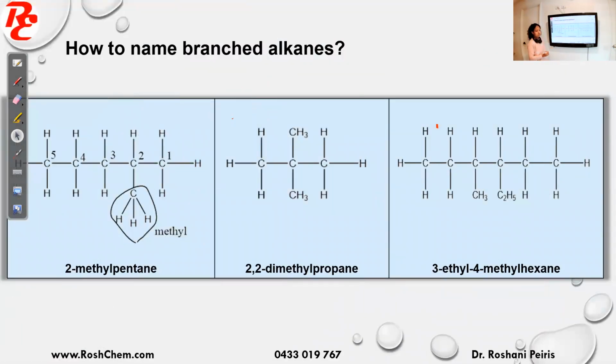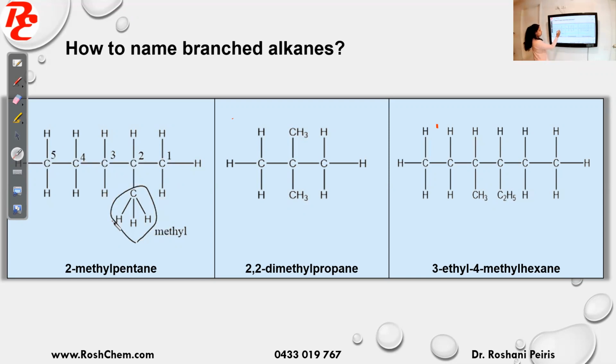Okay, now we will learn about branched alkanes. There is a way to name the branched alkanes. If you take the first example here, first you need to take the longest carbon chain, which is called the parent chain, right? So in the first example, the parent chain has 5 carbon atoms. And the groups coming out of the parent chain are called the substituents.